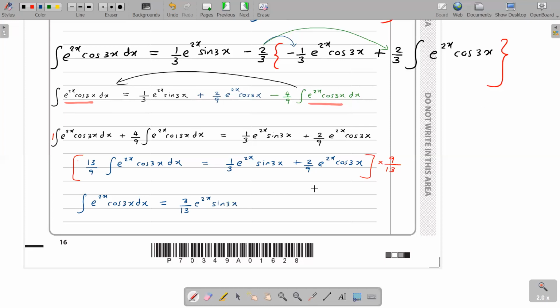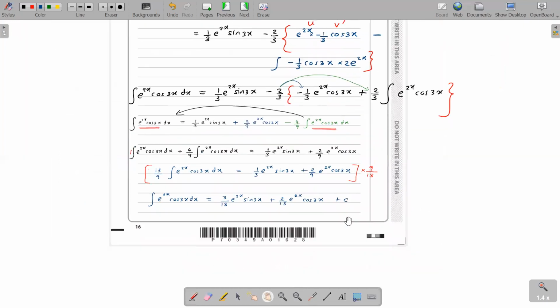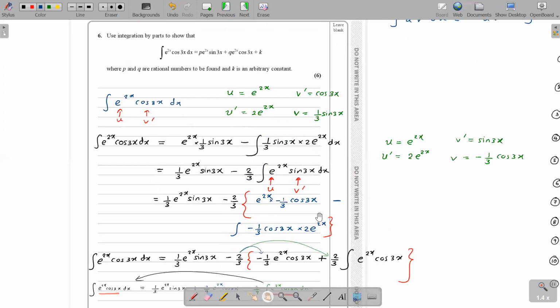2 over 9 into 9 over 13 is 2 over 13 e to the power 2x cos 3x. Okay, and then at the end of the integration, put a plus c. So is this to show that 3 over 13 e to the power 2x sine 3x plus 2 over 13 e to the power 2x cos 3x plus c?